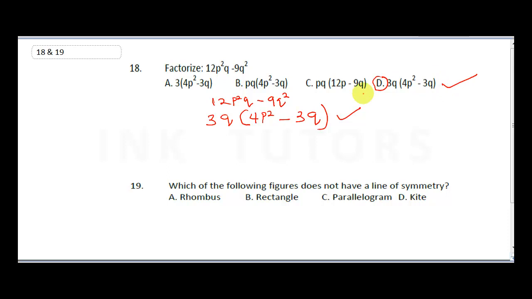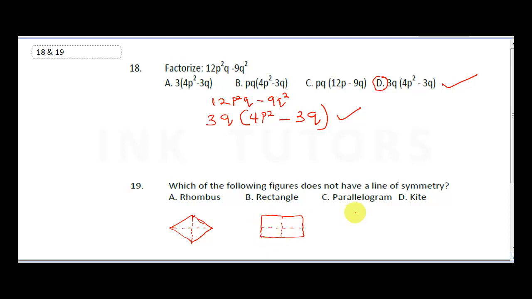Now question 19 says, which of the following figures does not have a line of symmetry? Now the first one is a rhombus. Let's draw our rhombus. Now this is what a rhombus looks like. It's exactly like a kite. So now this is the line of symmetry. So a rhombus has two lines of symmetry. Now for a rectangle, and remember the lines of symmetry must be equal, it must cut across. Okay, this is for a rectangle.